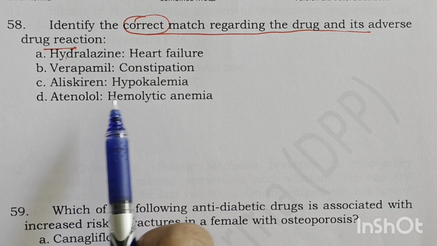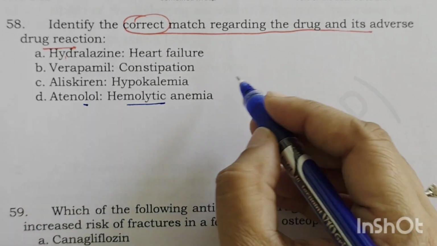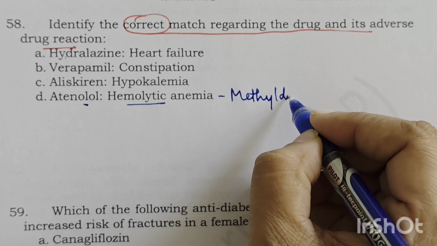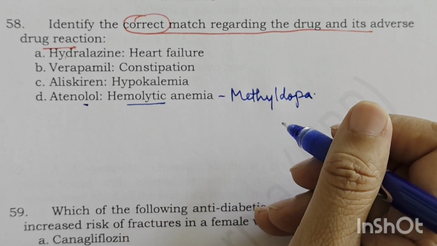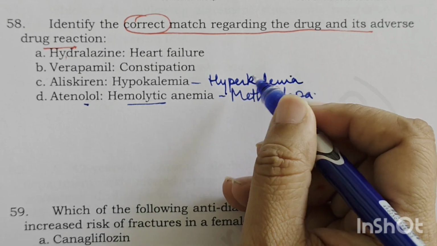Aliskiren, hypokalemia. Atenolol, hemolytic anemia. Now, hemolytic anemia is not caused by atenolol. It is caused by methyldopa. So this option is definitely wrong. Now, renin inhibitors cause hyperkalemia. They do not cause hypokalemia. So this option is also wrong.